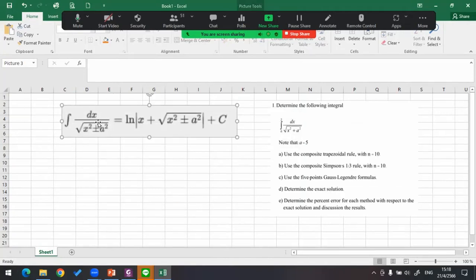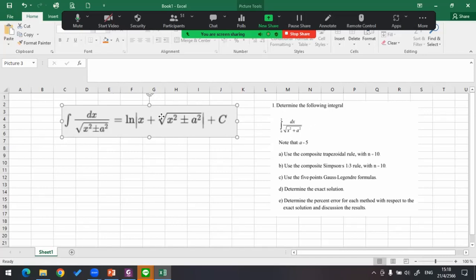If we have the integration in this form, we should have the solution over here that is equal to the natural log of x plus the square root of x squared plus a squared, plus c. But now it is the limit. We have the limit of integration from 0 to 2, right?